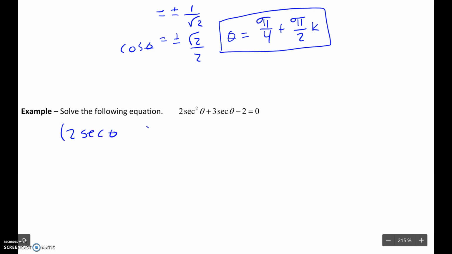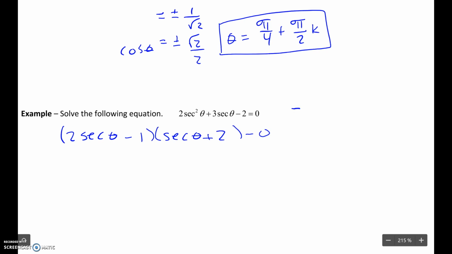2 secant theta with something, and then secant theta with something. So we need factors of negative 4 that subtract to be 3. So it needs to be 4 and 1, right? Positive 3, so this is our plus, this is our minus, equals 0. Just like you would factor 2x squared plus 3x minus 2 equals 0.